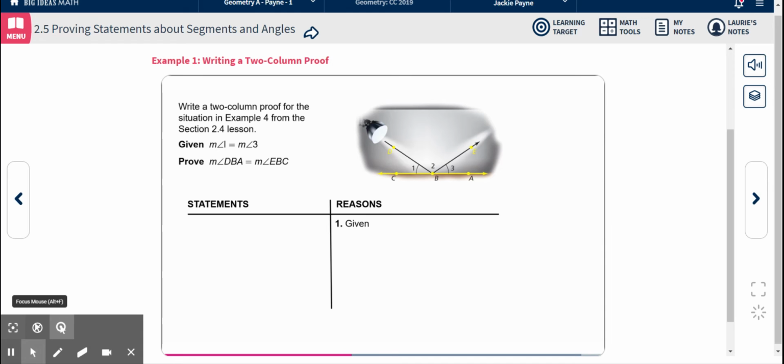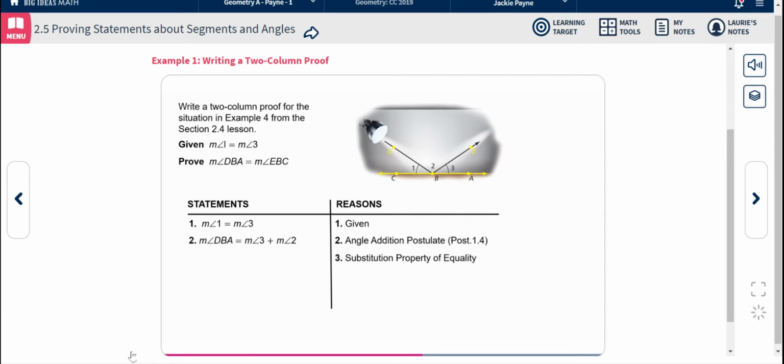Start with the given information. You are given the measure of angle 1 is equal to the measure of angle 3. Next, using the angle addition postulate, the measure of angle DBA is equal to the measure of angle 3 plus the measure of angle 2. Because the measure of angle 1 is equal to the measure of angle 3, you can use the substitution property of equality to substitute the measure of angle 1 for the measure of angle 3 in the second statement. This gives you the measure of angle DBA is equal to the measure of angle 1 plus the measure of angle 2. Refer back to the diagram.